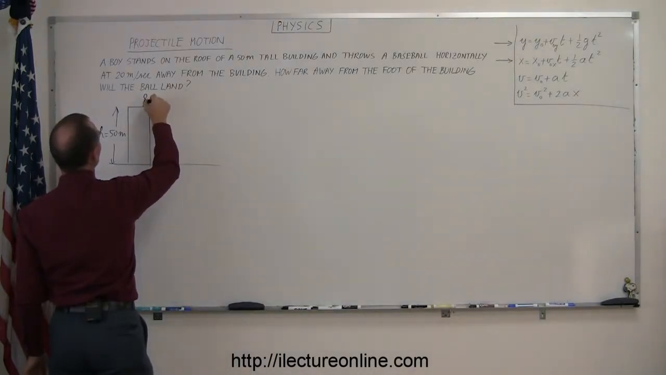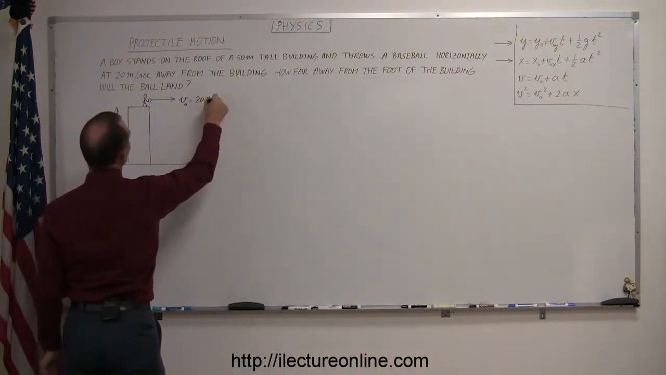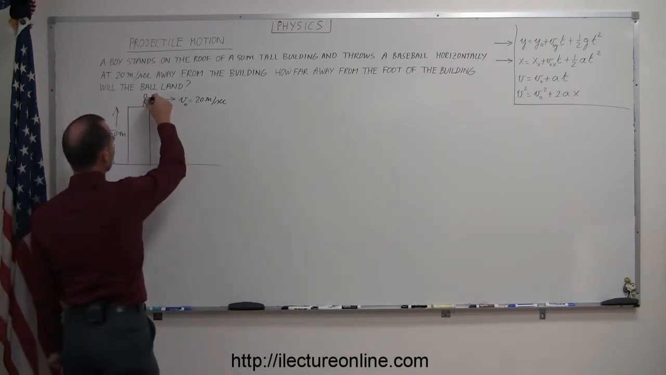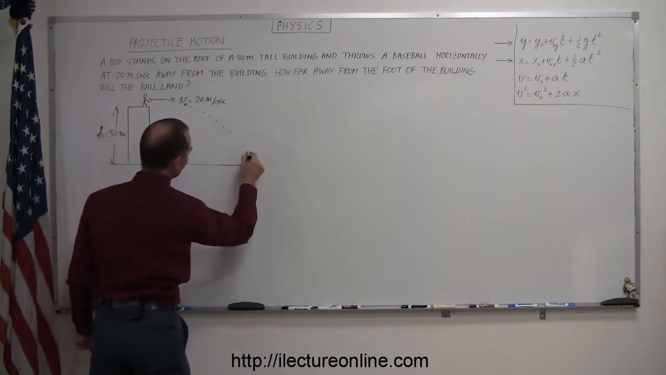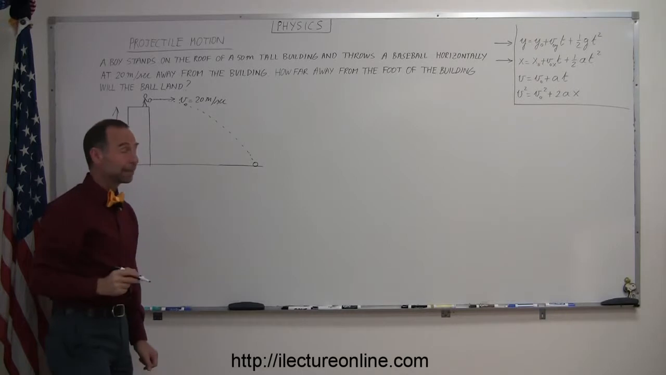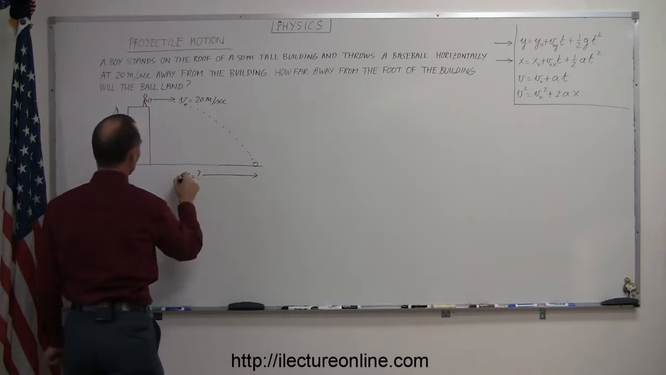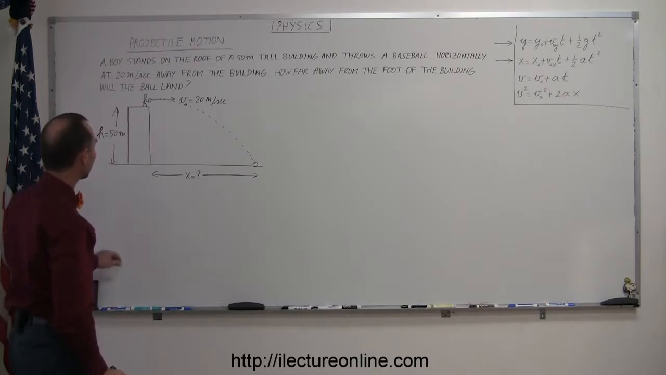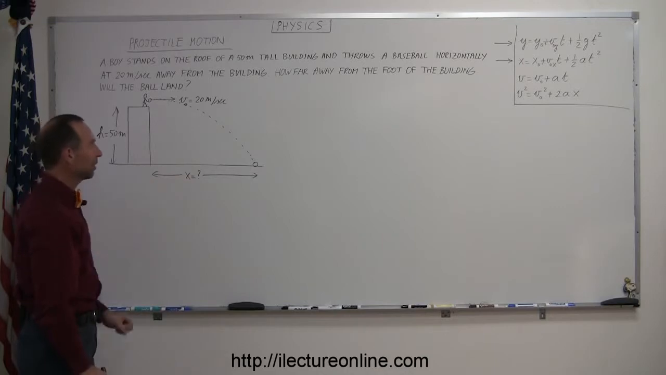He throws a baseball out horizontally at V initial equals 20 meters per second. And then we can imagine when you throw a ball out like that, that gravity will take hold of the ball, start pulling it down, start accelerating it downward, and eventually the ball will hit the ground at some point like that. And that would be some distance x away from the building. And that's the question they're asking for. How far away from the building will the ball land? So the givens are the height of the building, the initial velocity of the ball, and the question is how far will the ball land away from the building?